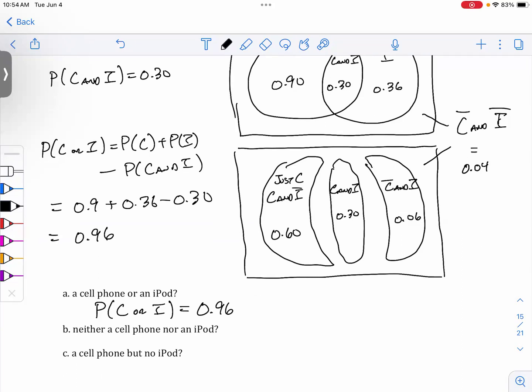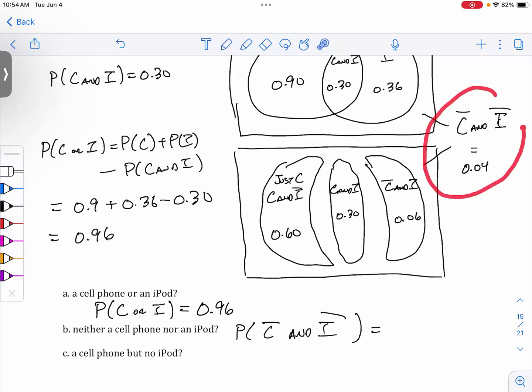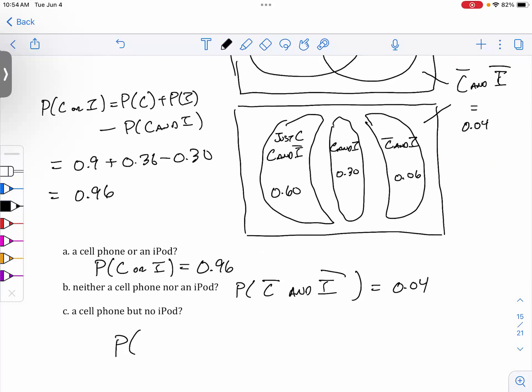Also, look at this. Neither a cell phone nor an iPod. Probability, no cell phone and no iPod. We already found that number too. Probability a cell phone, but, which is another fancy word for and, no iPod. And oh, look, cell phone and no iPod is that guy that I found right there.